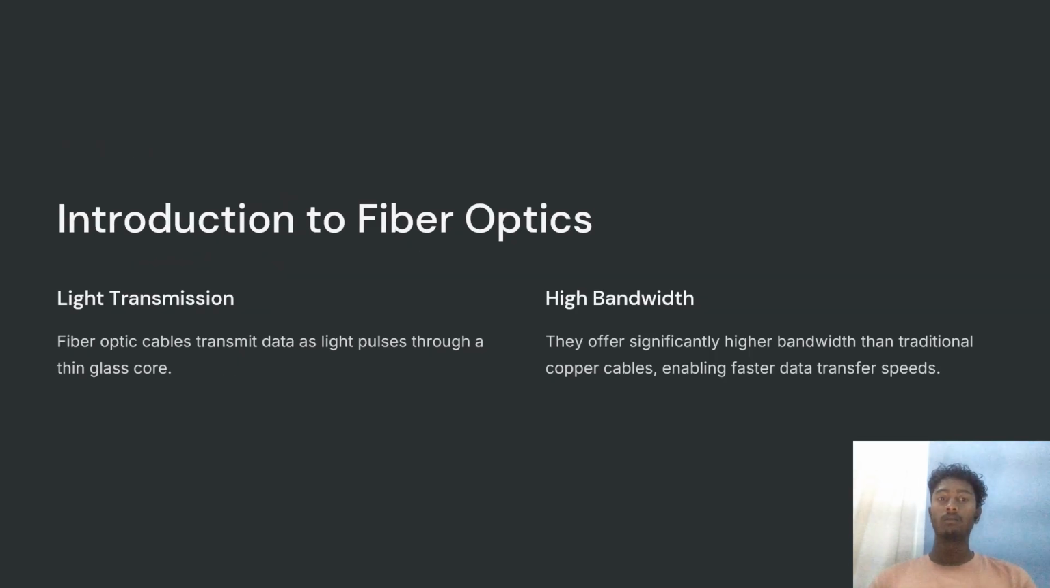As an introduction to fiber optics, we can study the basis on which it acts and how advantageous it is. For how it works, it is light transmission. Fiber optic cables transfer data as light pulses through a thin glass core. They offer significantly higher bandwidth than traditional copper cables, enabling faster transfer speeds, which is an advantage over copper cables and other traditional methods.